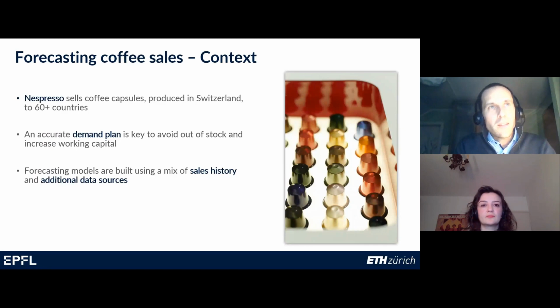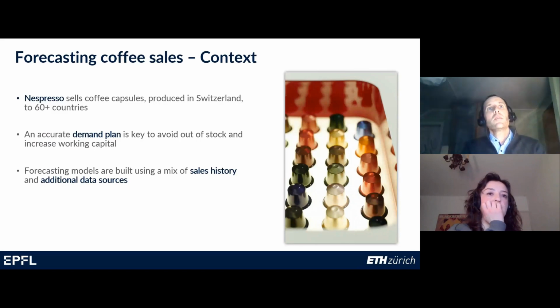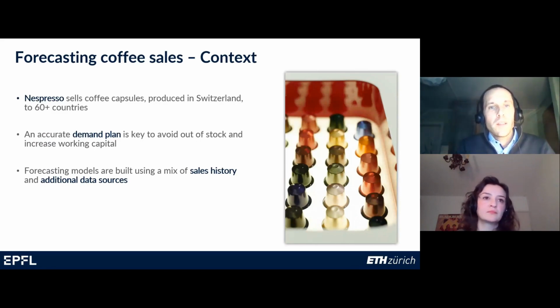In that case, we used some forecasting models to try to predict the sales of these capsules. The main idea is to work on a monthly basis. You have a history of sales, and you try to predict for the next month what is going to be the consumption of coffee capsules. This is done per month, per market, but also per SKU.